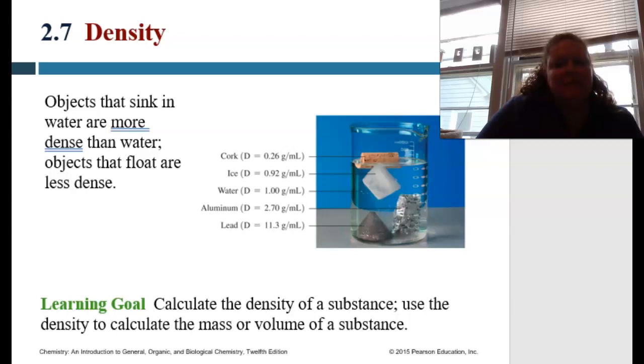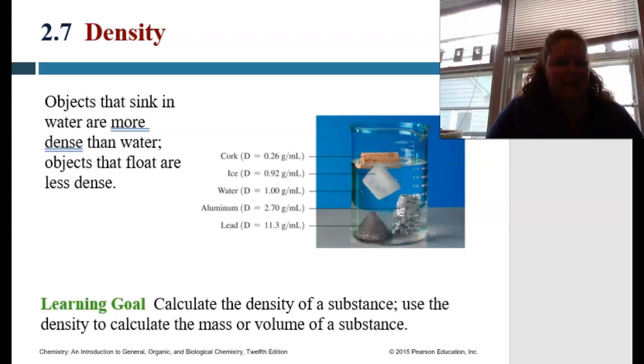So objects that sink in water are more dense than water. Objects that float in water are less dense. So there are some examples over here of cork that's floating, water that's water, aluminum, and lead that both sink. So the learning goal for this one is to learn how to calculate the density of a substance, using the density to calculate the mass or volume of a substance.